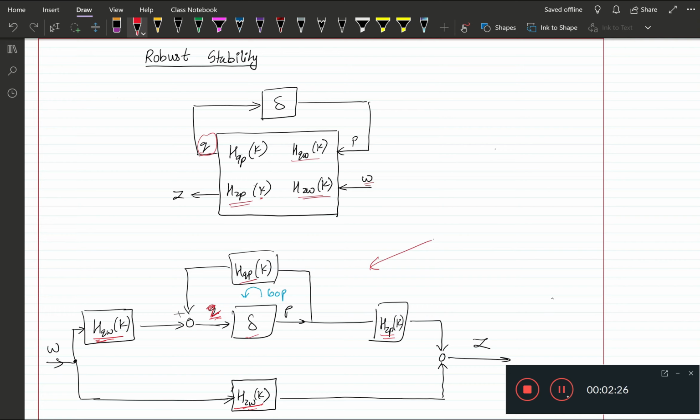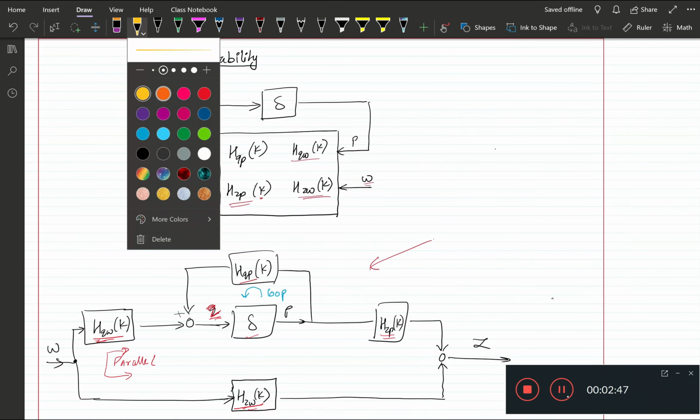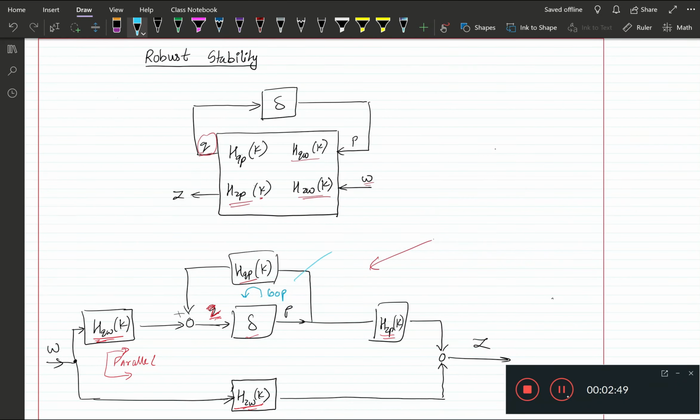Now you can see that this feedback block diagram has a parallel structure. So the only feedback loop is shown here in blue, and we can check the stability of this loop via the small gain theorem.